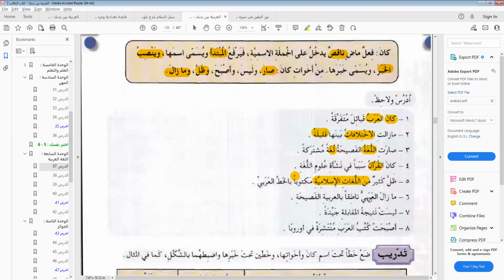ما زالت العرب. So this is zala being used again. ما زال العربي ناطقا. So you have a khabar زالت. And this is زالت. ليست نتيجة المقابلة. نتيجة is the name of ليست or ليس. Then جيدة. جيدة is what? Is a khabar.